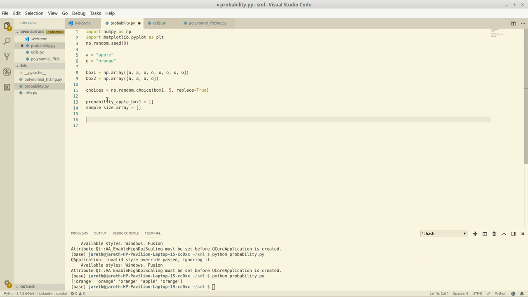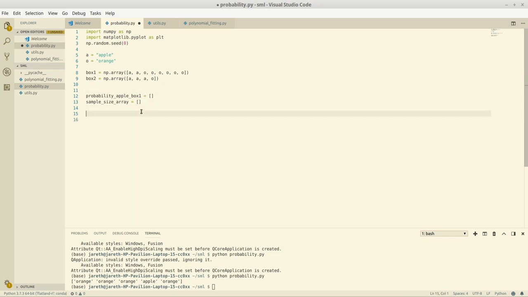So here we have a list where we are maintaining the probabilities of choosing an apple, and here we have another list where we have the sample size. What we're going to do is, let me remove this. Let's start with a sample size of 10, and then we're gonna say while sample size is less than, let's start with just 1000. We're gonna sample from 10 to 1000.